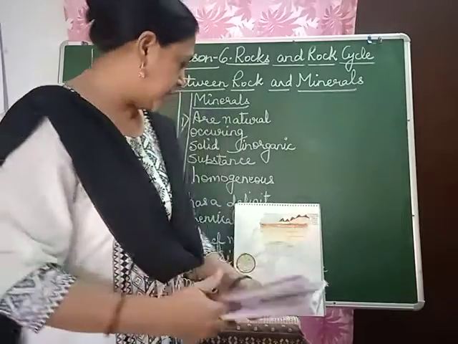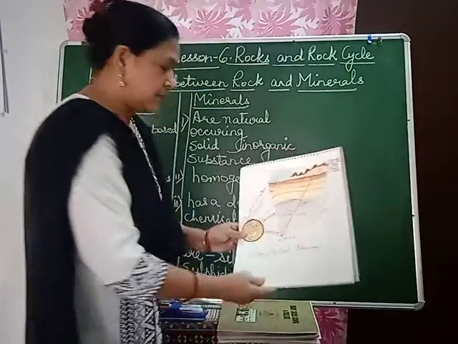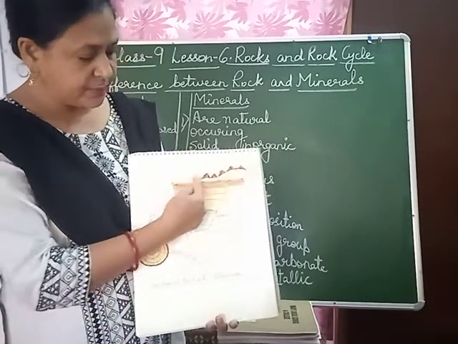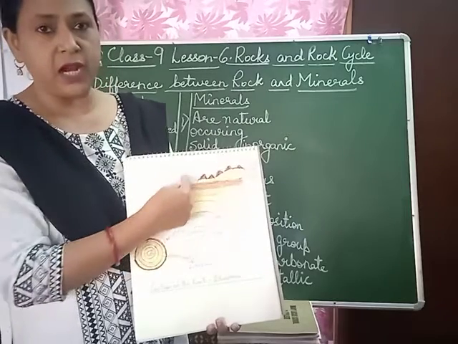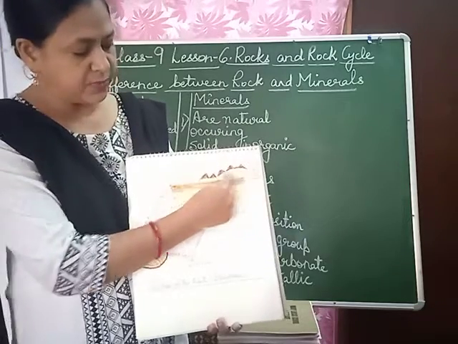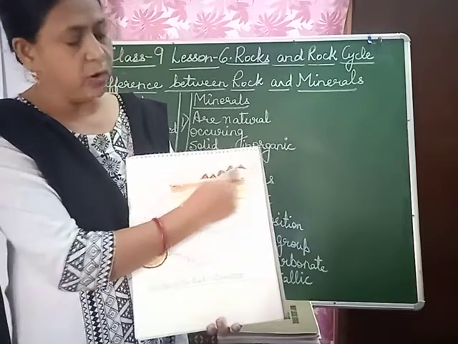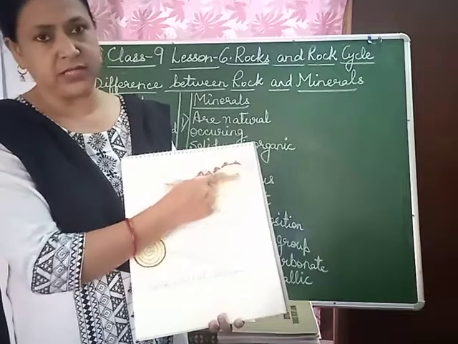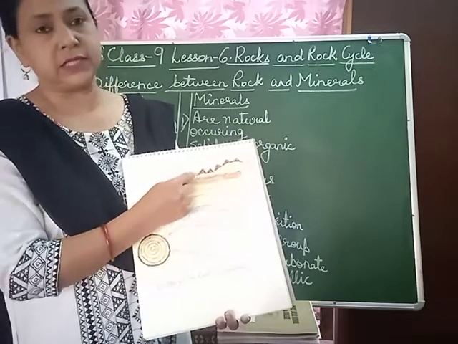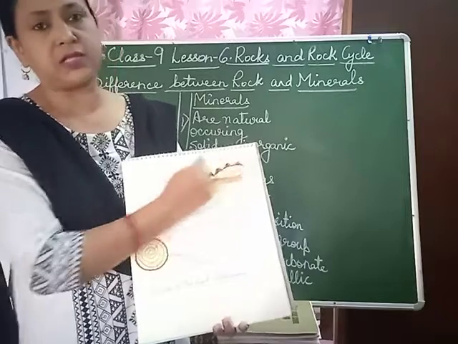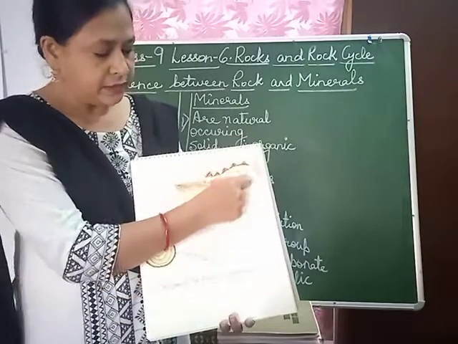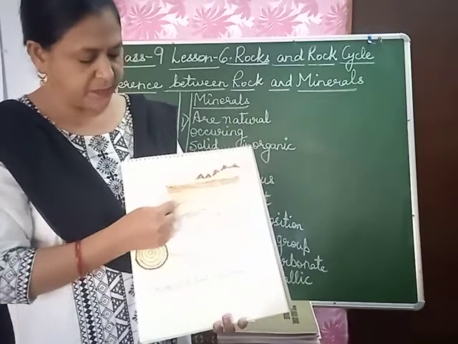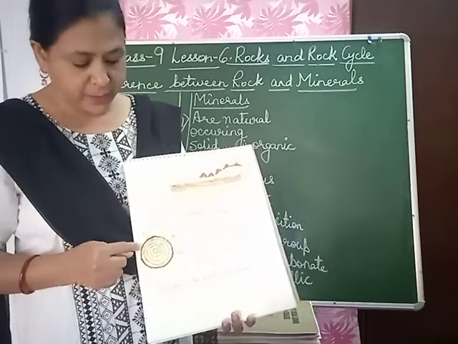So children, see this diagram which is in your books also. It is this part of the earth which we are living on. This is the crust part of the earth, the lithosphere. We have the ocean, the sea, the mountains, the plains, the plateau, the desert. Everything is on the crust of the earth. And this part is your mantle. The lower orange part and the yellow part is the inner part of the earth.